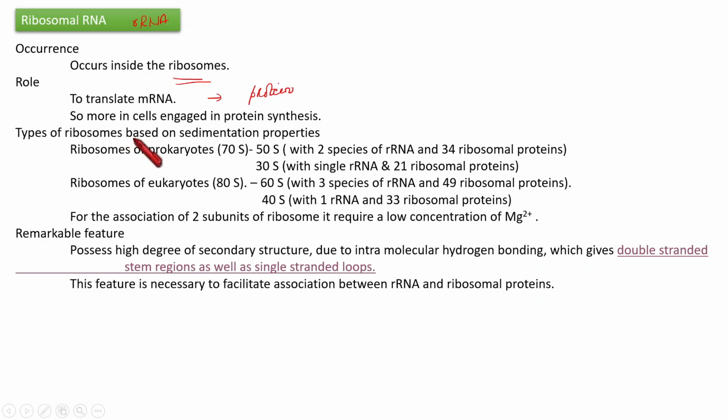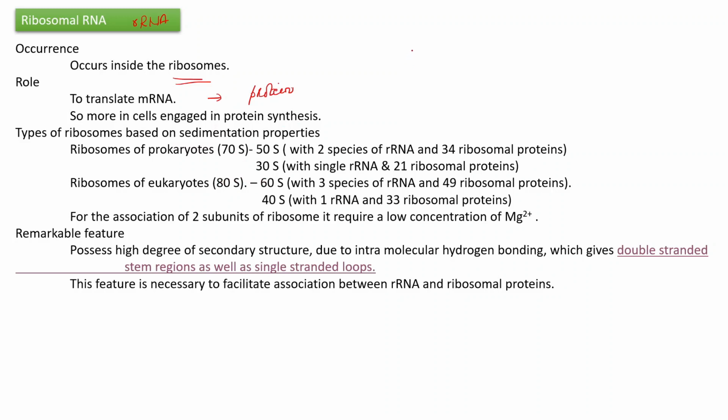And based on the sedimentation properties, two types of ribosome exist. Two types means one type exists in prokaryotes and another type exists in eukaryotes. Prokaryotic ribosome, its sedimentation coefficient. Sedimentation coefficient means while doing centrifugation, the rate at which it settles. The unit is the Svedberg unit. I hope that you all know all these things. Anyway, based on the sedimentation properties, ribosomes of the prokaryote are 70S type.